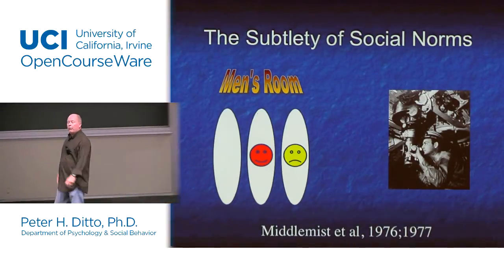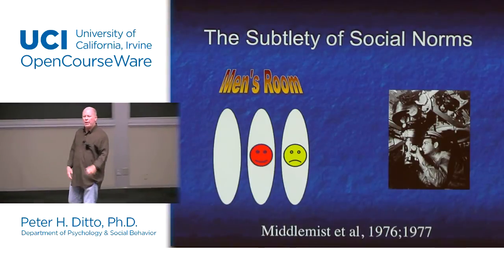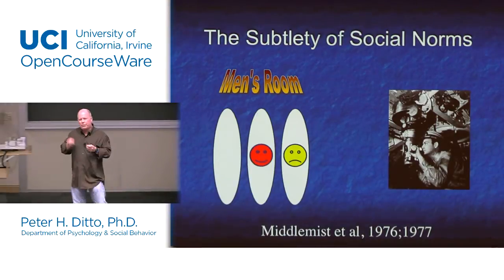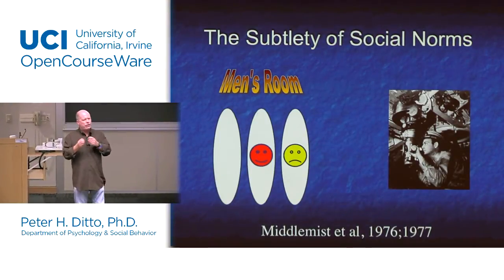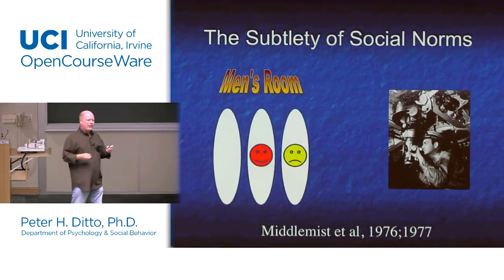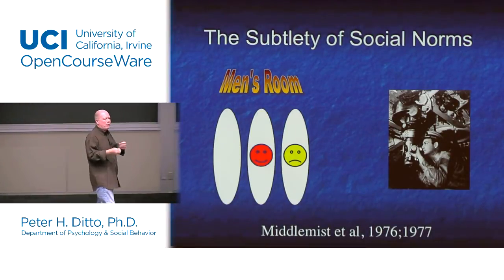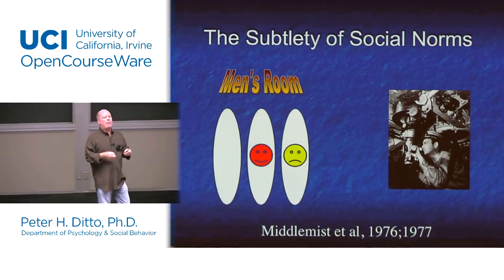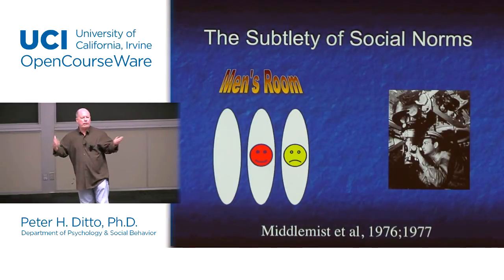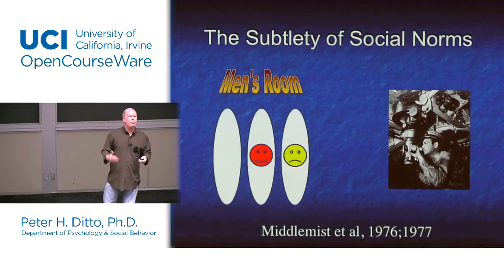So what's interesting is, maybe it's just, they wanted to tease this apart a little bit. Maybe it's really just invasion of personal space. That's part of the phenomenon anyway, but they're really interested in what would happen if there was some reason to justify why the person did that, or if it was just them being that close.